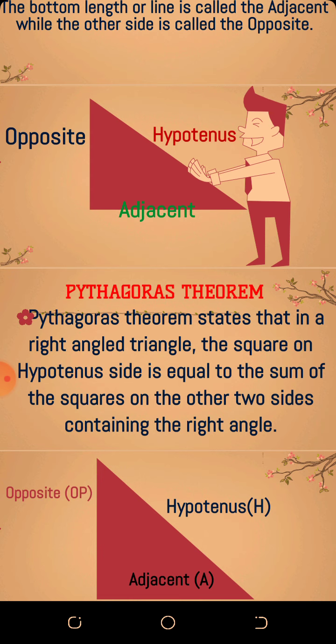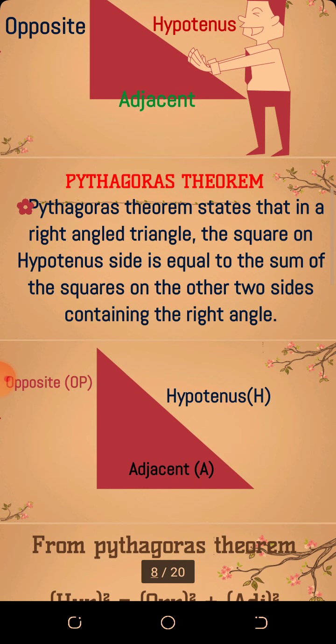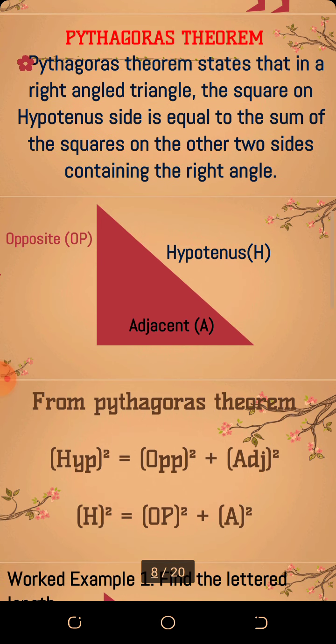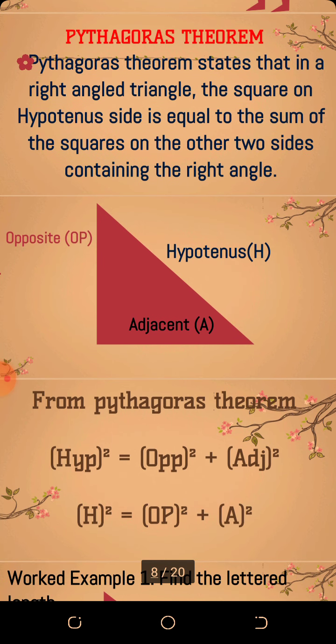Let's go back to our right angle triangle once again. Let's assume our hypotenuse is equal to h, our opposite is equal to OP, and our adjacent is equal to A. So we can derive a formula using the Pythagoras principle. The hypotenuse squared is equal to opposite squared plus adjacent squared, which is going to be h squared equals OP squared plus A squared.